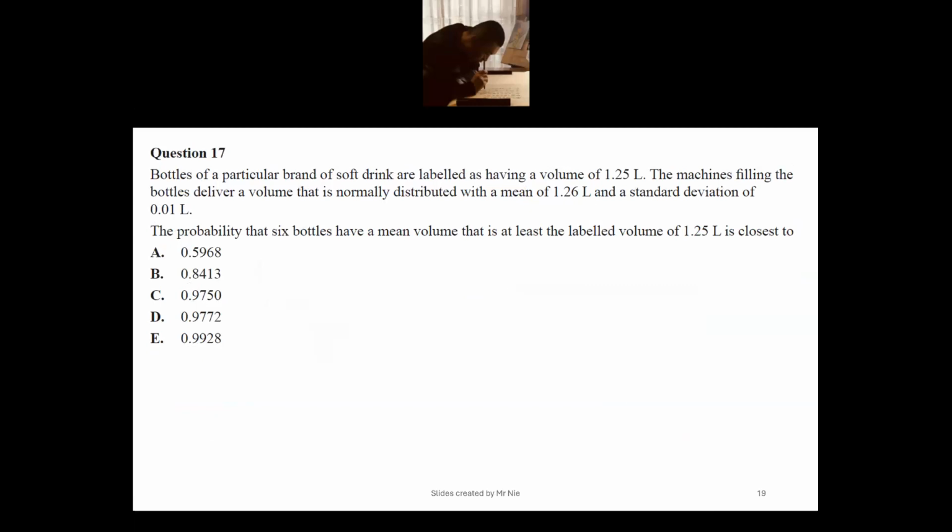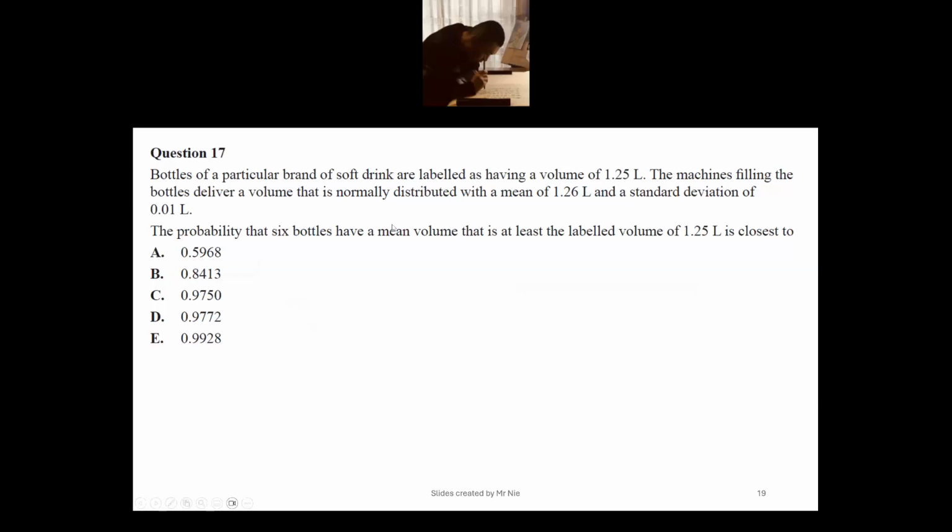Question 17 is probability and statistics, especially the sample mean distribution. So you have bottles of a particular brand of soft drink labeled with a volume. This is the nominal volume of 1.25 liters. The machine is filling the bottles of drink. It delivers a volume that is normally distributed with a mean of 1.26 liters and a standard deviation of 0.01 liter. So we have 6 bottles.